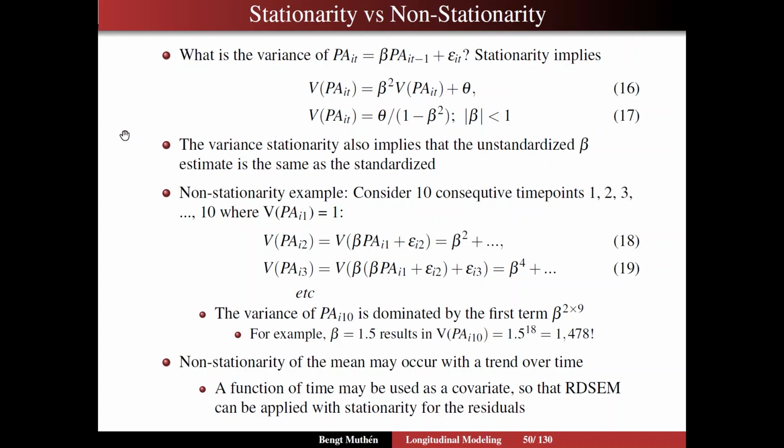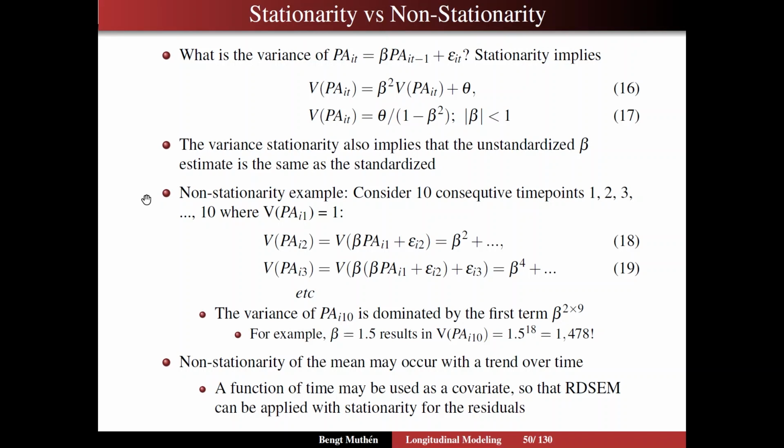Now, the variance stationarity also implies that these unstandardized beta coefficients, regression coefficients, are the same as the standardized. Because the standardization means that you divide by the dependent variable standard deviation and multiply by the independent variable standard deviation, and since they are the same, they cancel out. So that clarifies things. Now let's take a look at the opposite situation, non-stationarity of variance.